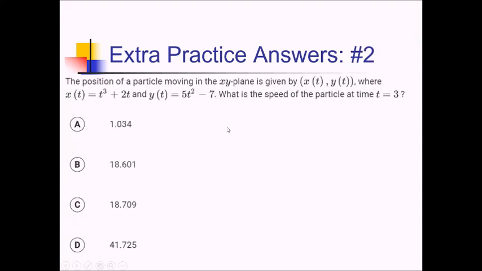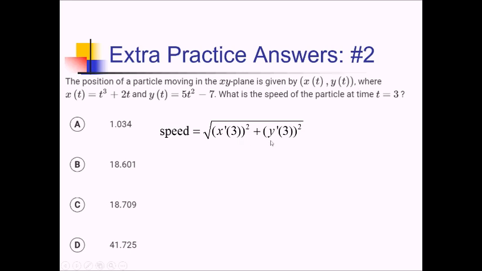For this calculator-based problem, we have the position of a particle given by this x of t and y of t set of parametric equations. We want the speed of the particle at time 3. So for this, I basically need the square root of x prime of 3 squared plus y prime of 3 squared. So this setup right here.